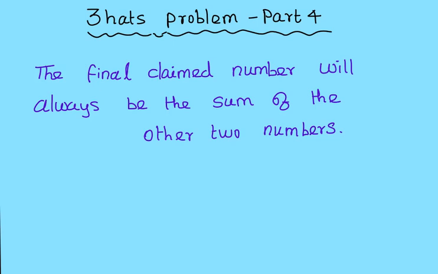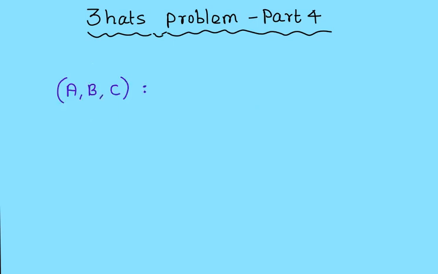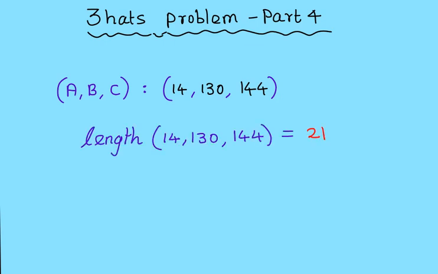For example, if the numbers of Albert, Brinda and Cain are 14, 130 and 144, the number of conversations it takes is 21, with finally Cain claiming his number to be 144. That is, the conversation length of 14, 130, 144 is 21. But to get this, the computer has to check hundreds of lakhs of statements recursively. That is, the number of statements to check increases exponentially with the conversation length.